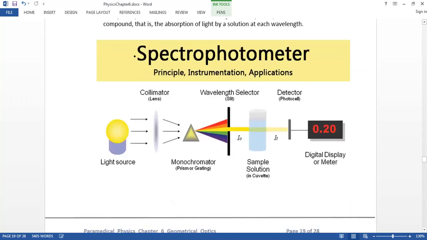As you can see, this is the setup of the spectrophotometer. It is exactly similar to the colorimeter. Only here there is a difference: here a prism is used.